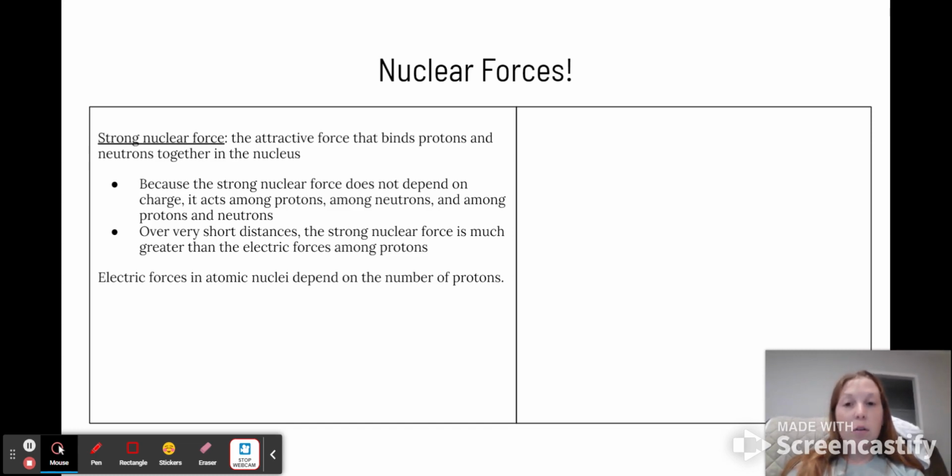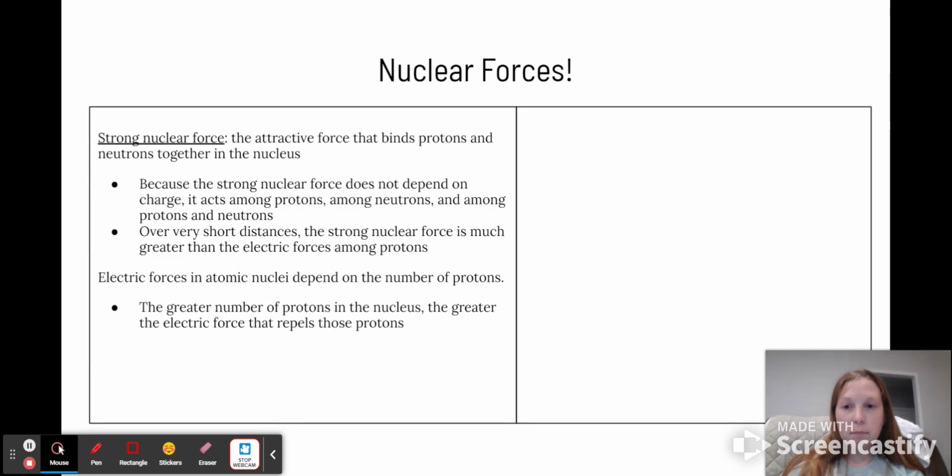Electric forces in the atomic nuclei depend on the number of protons. So the more protons you have, the more electric force you will have, which is also known as Coulombic attraction. And that is what actually tends to make those protons repel each other, which makes them a little bit easier to manipulate in nuclear decay. The larger the nuclei, the stronger the repulsive force is than in a smaller nuclei, because you've got so many more positive particles interacting with each other.